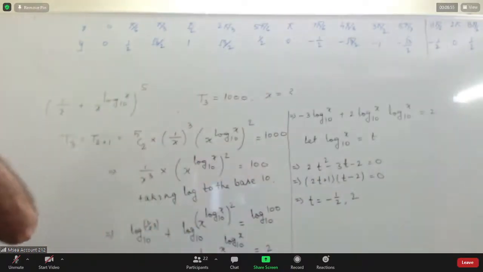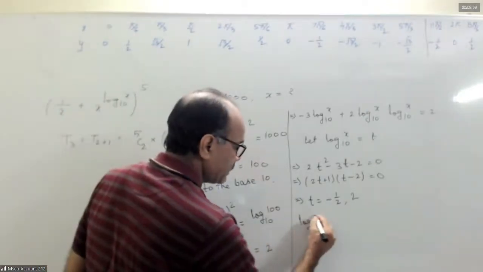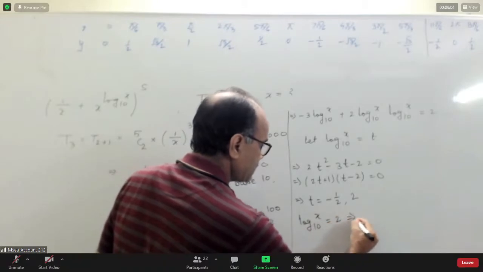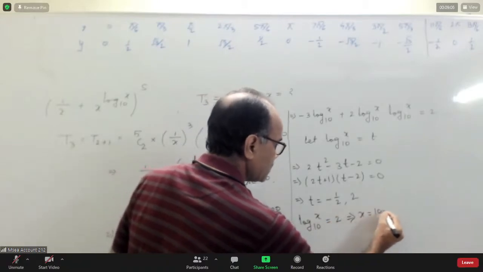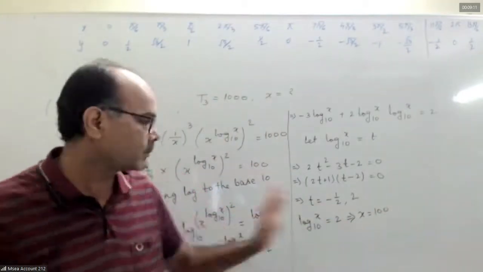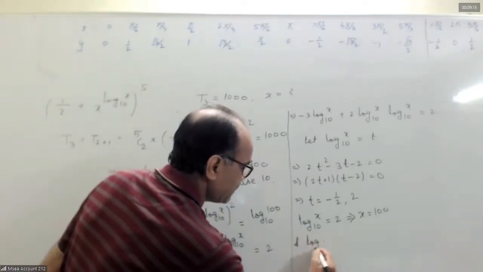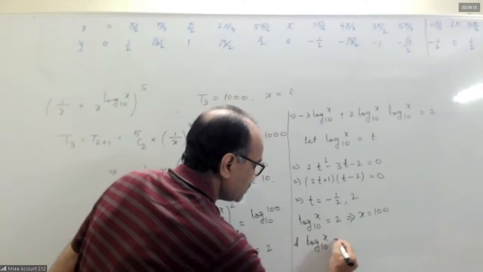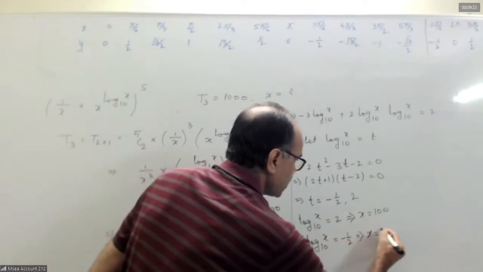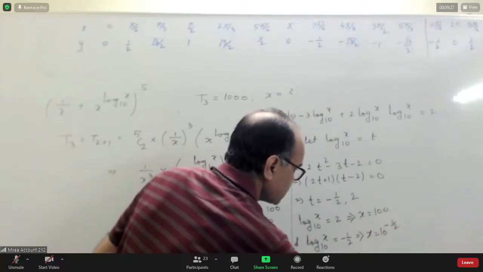Now we are looking for the value of x. Log x base 10 equals 2 implies x is 100, antilog of 2 is 10 square. Next, log x base 10 equal to minus half implies x is 10 to the power minus half, which implies x equal to 1 by root 10.